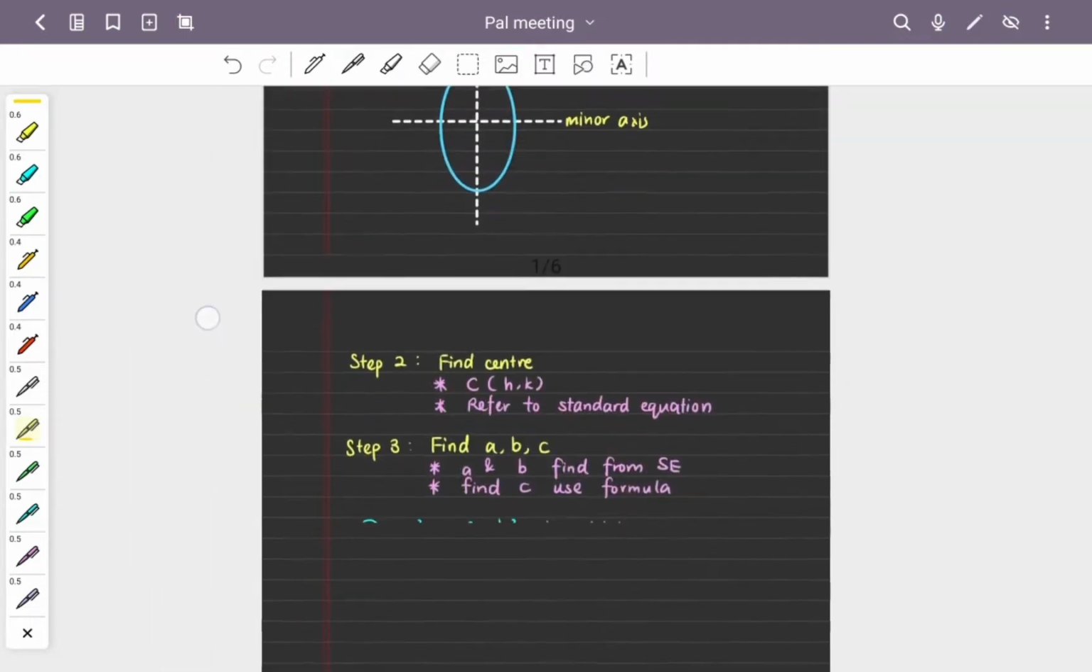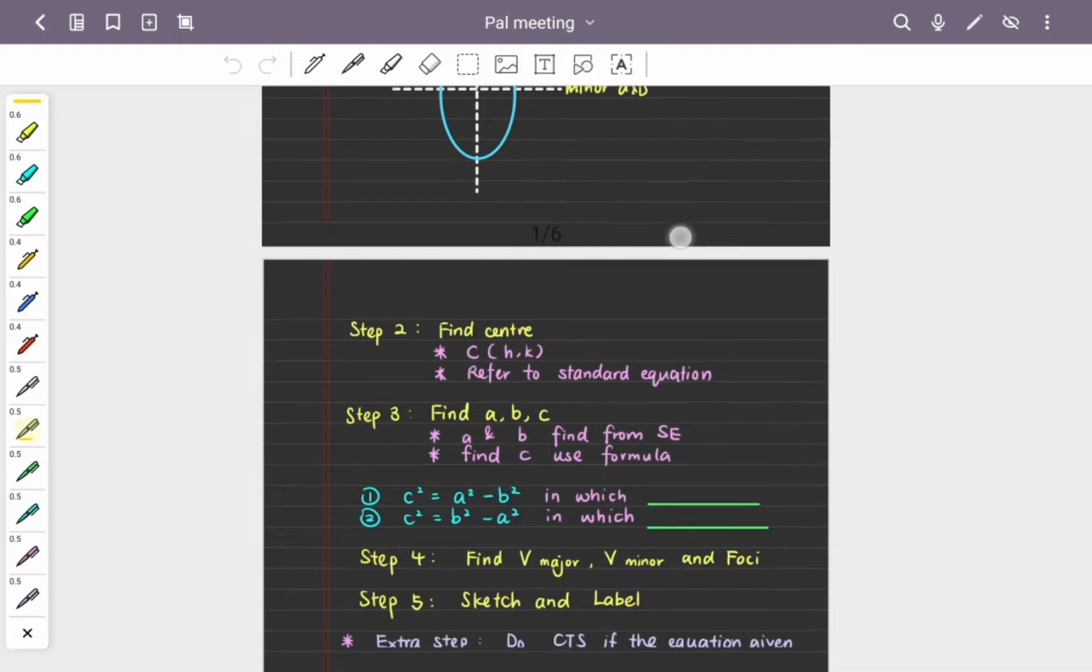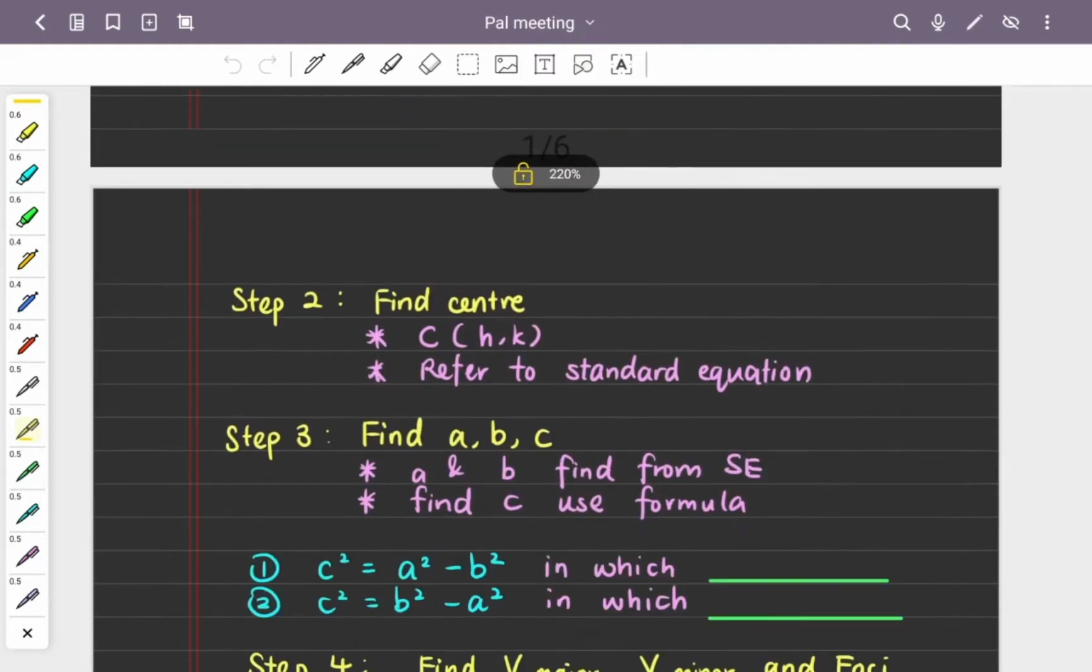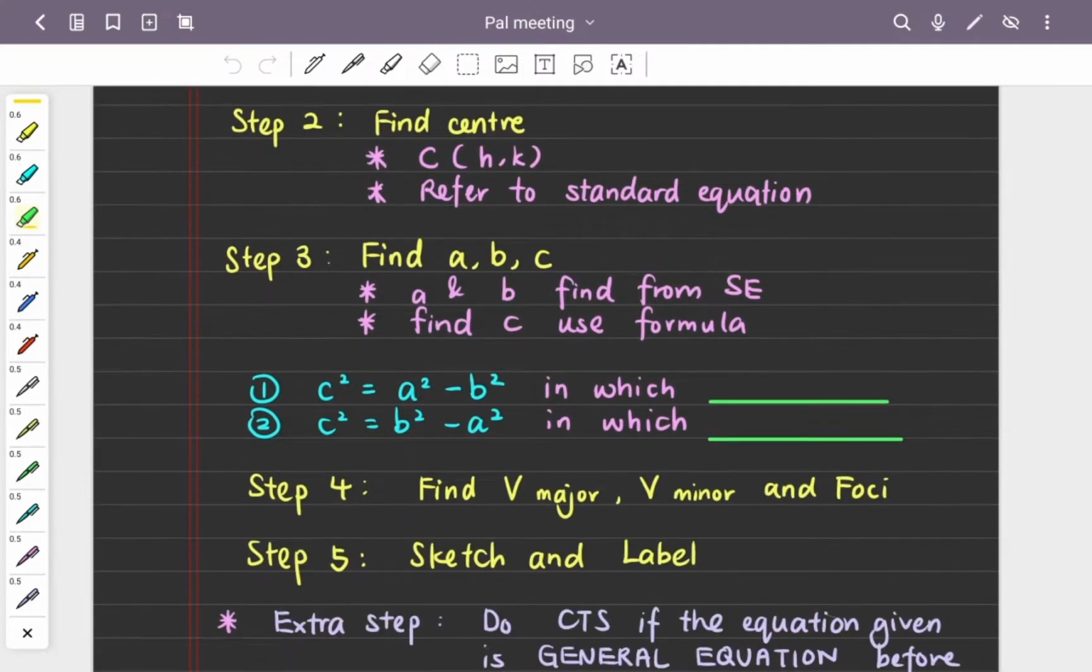Okay, so done with step 1. Now we need to find the center. How to find the center? You just extract the H and K from the standard equation, and that's it. Step 3 is to find A, B, C. Later A, B, C are used to find the vertices and also the foci.